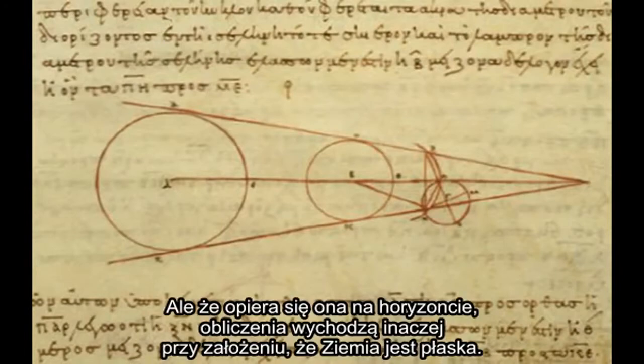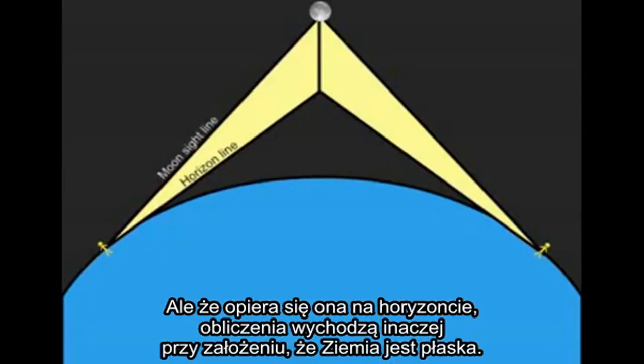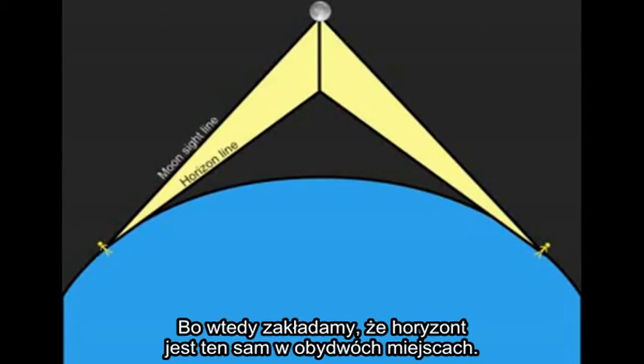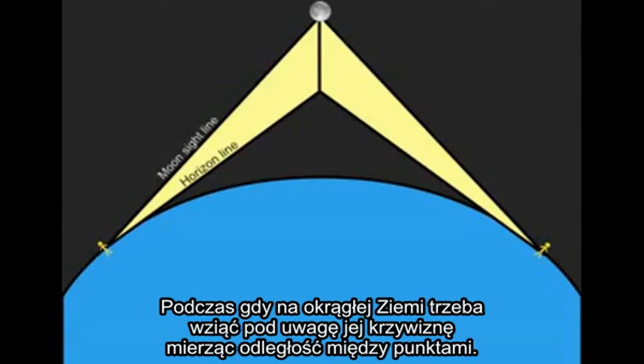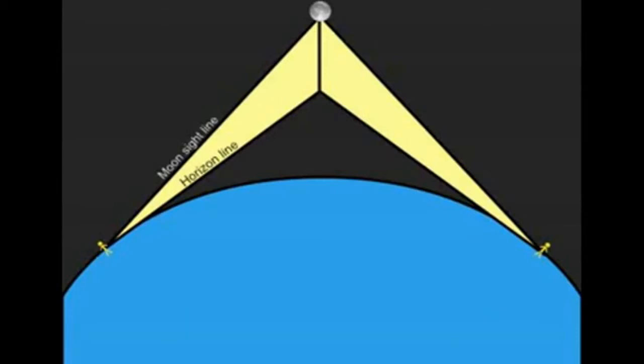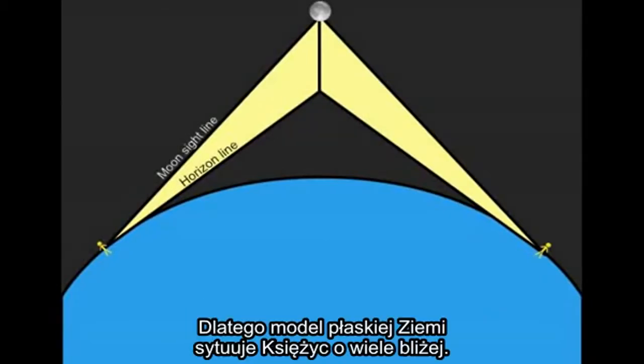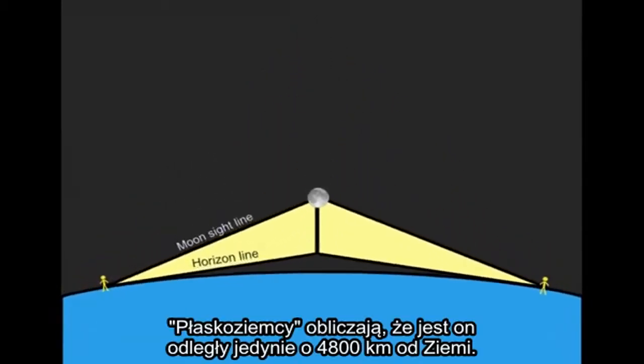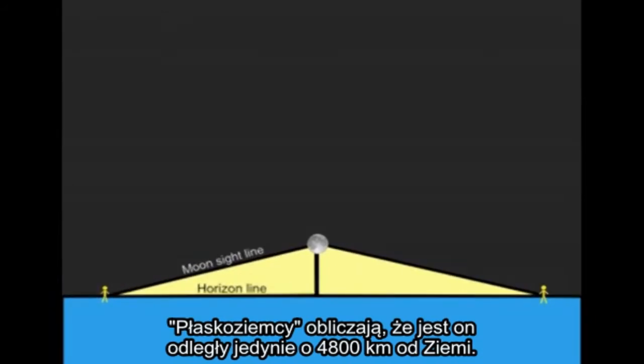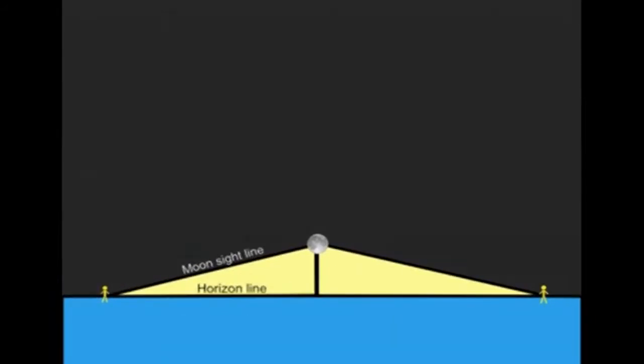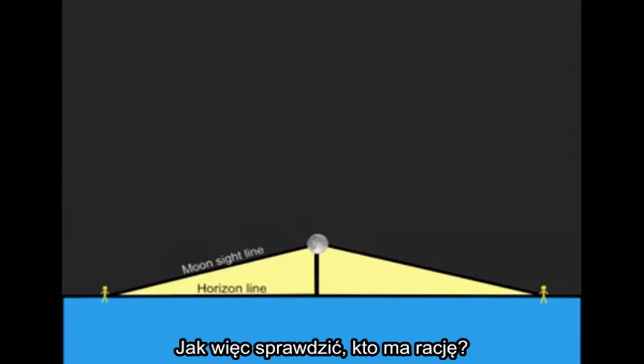But since the method uses the horizon, the calculation works out quite differently if you assume the Earth is flat, because you then assume the horizon is the same in both locations, while on the curved Earth you need to compensate for the curve of the Earth between the two points. So, assuming a flat Earth puts the moon much closer, and flat earthers calculate the moon is only about 3,000 miles away. So how can we tell who is right?